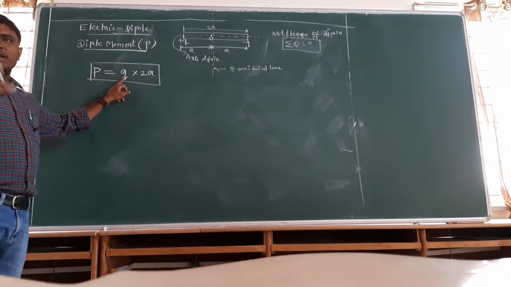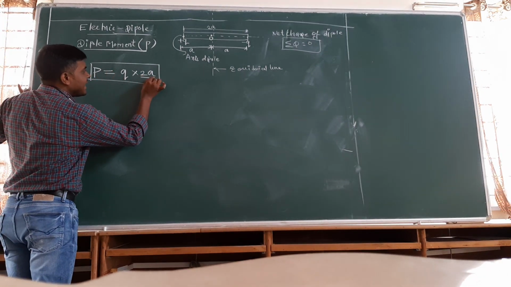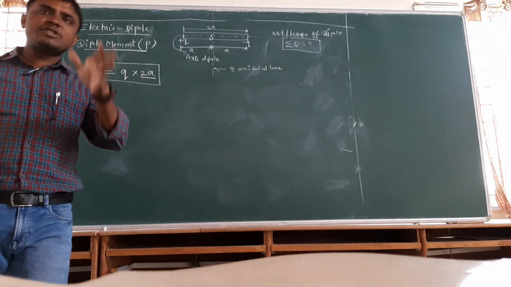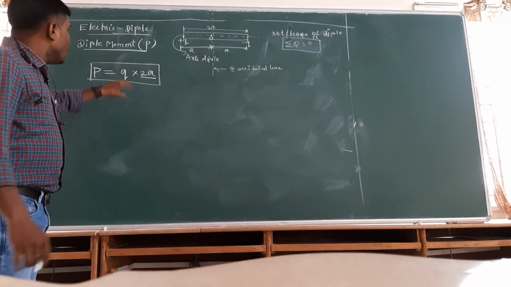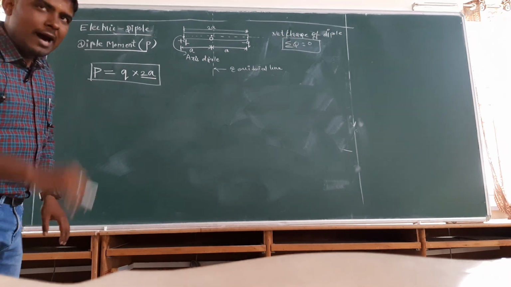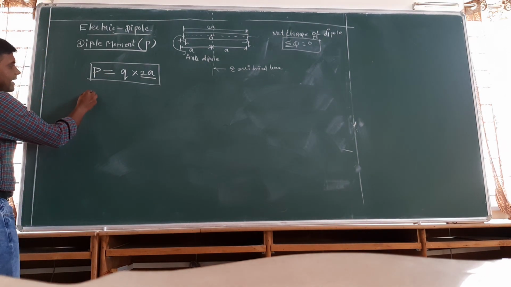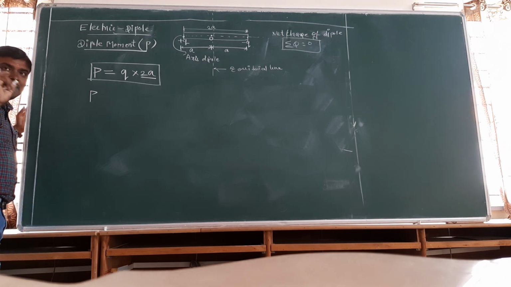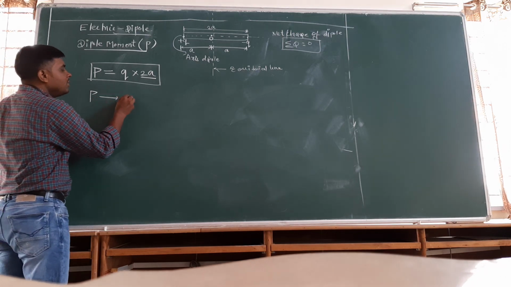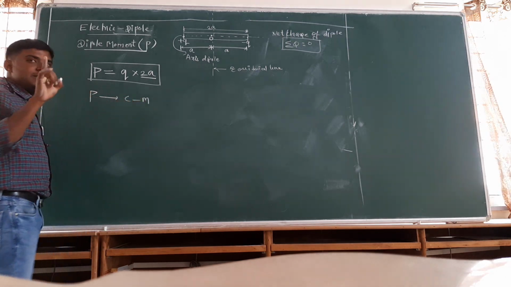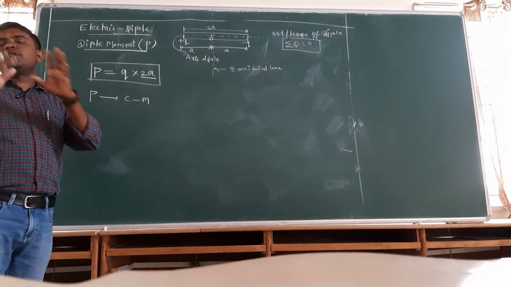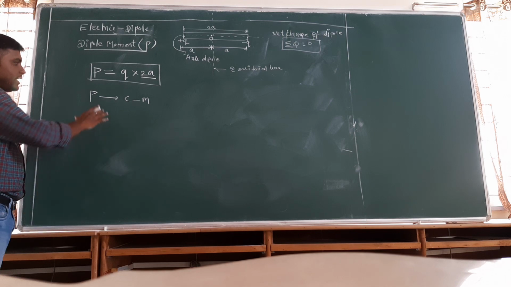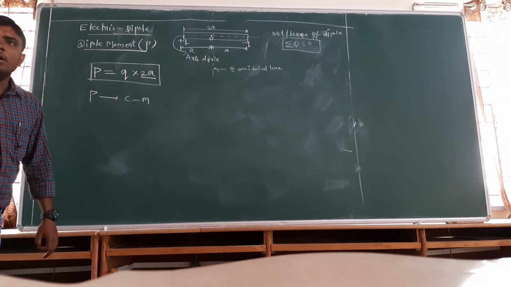As we know, q is charge. 2a is distance. So we measure distance in meter and charge in coulomb. So p is always measured in coulomb meter. Coulomb represents charge, meter represents distance. So this is the SI unit of dipole moment.